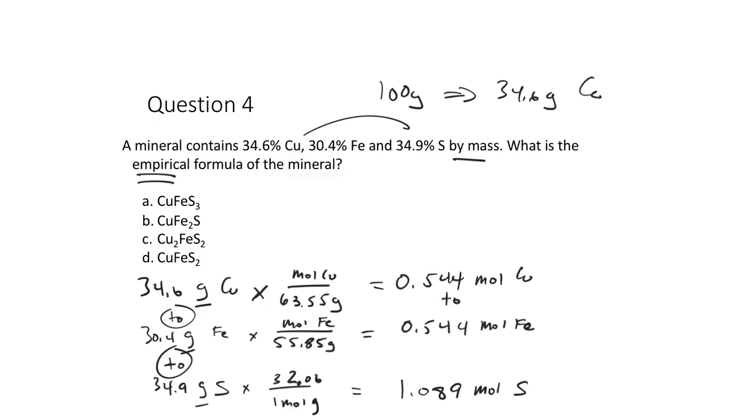So the issue here is I've kept my ratios intact. I've just taken the mass ratios and converted them into mole ratios. And you can kind of see, I'll do the math in just a second, it's looking like 1 to 1 to 2, like 1 part copper to 1 part iron to 2 parts sulfur. How can we see that for sure?